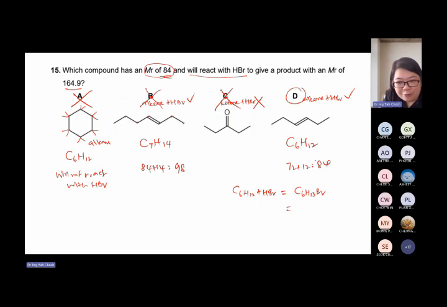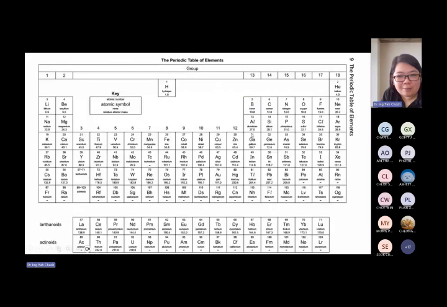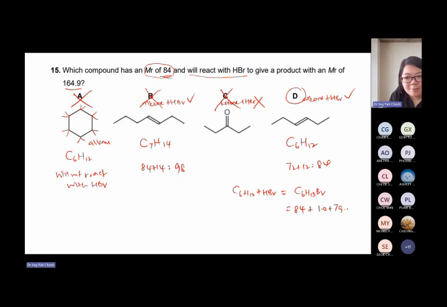C6H13Br. So here we already found is 84 plus HBr. H is 1. Br is 79.9. Let's see. 84 plus 80.9, 164.9. So we confirm our answer. Now you already confirm your answer once you finish everything and then you want to double confirm your answer. Then you do this. If not, we already knew the answer is D before we reach 164.9.